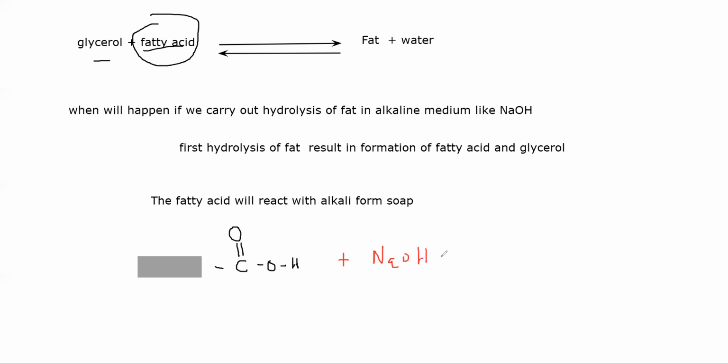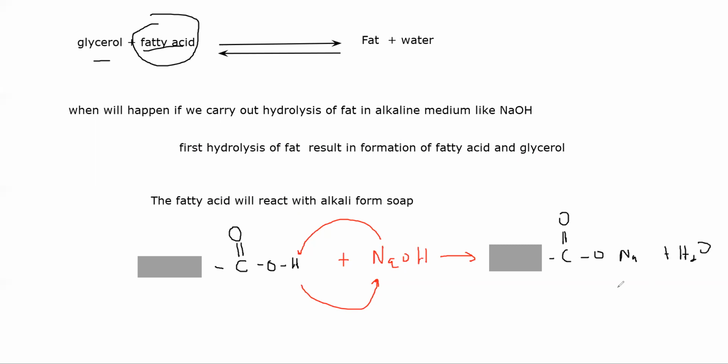So when it reacts, it's a neutralization reaction. So sodium will take the position of hydrogen, and hydrogen takes the position of sodium. So what does it result in? This will result in the formation of C double bonded with O and Na, plus H2O. And what is this C double bonded with O and Na? That is actually the formula for soap.